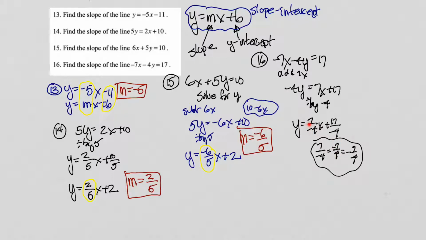So I'm going to rewrite this with that negative up here, and I'm going to write this like this. Y equals negative 7 over 4x, and then what do you have here? Positive, negative. That's going to be minus 17 over 4. And now you can see that that slope is the multiplier of x. So we're going to claim now that m is equal to negative 7 over 4.